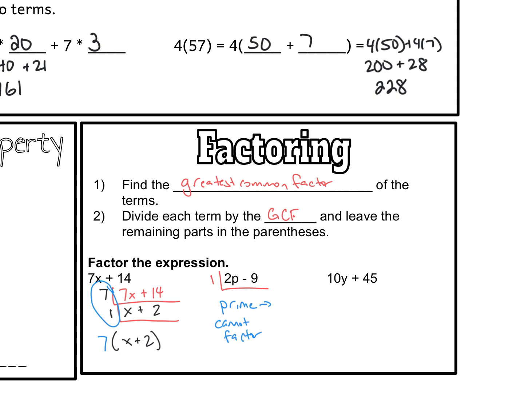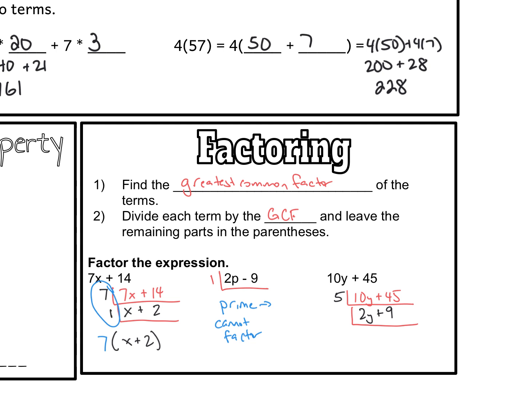All right, if you want, why don't you pause this last one and see if you can try this one on your own. All right, 10y and 45, those could both be divided by 5. So 10 divided by 5 is 2. 45 divided by 5 is 9.